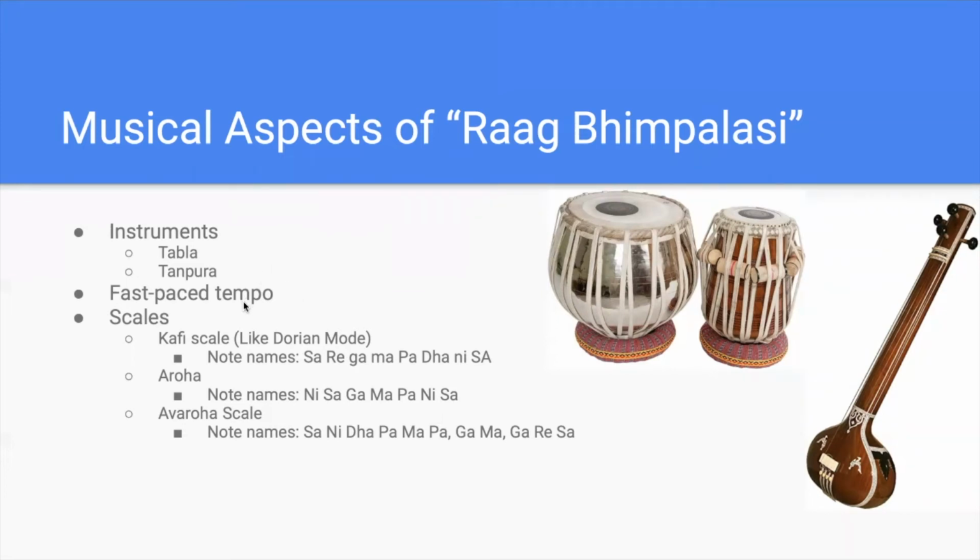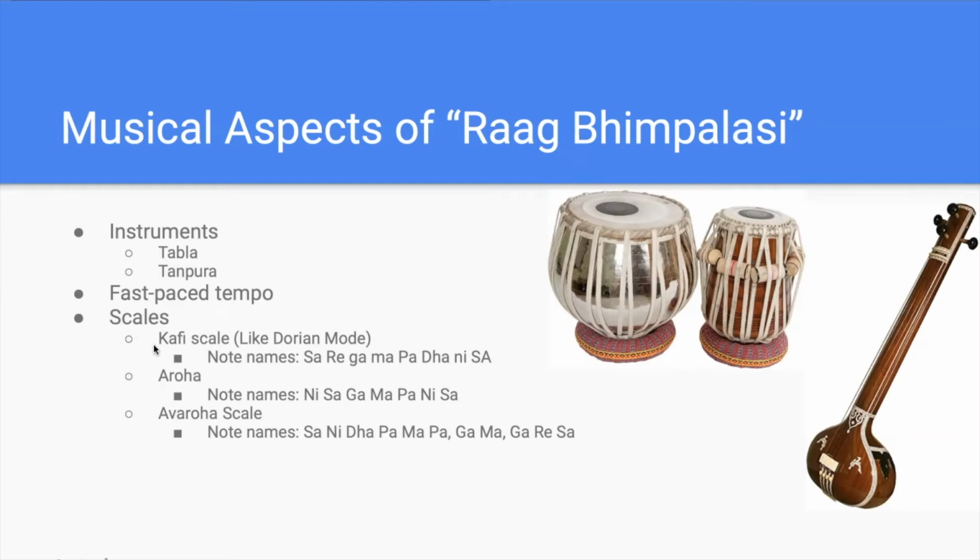Rag Bin Palasi was a very fast-paced song. As you could hear, the female singer used a lot of really quick notes in quick succession, and she also had a really wide range, really low and really high. And there were 3 different scales that were used in the song.